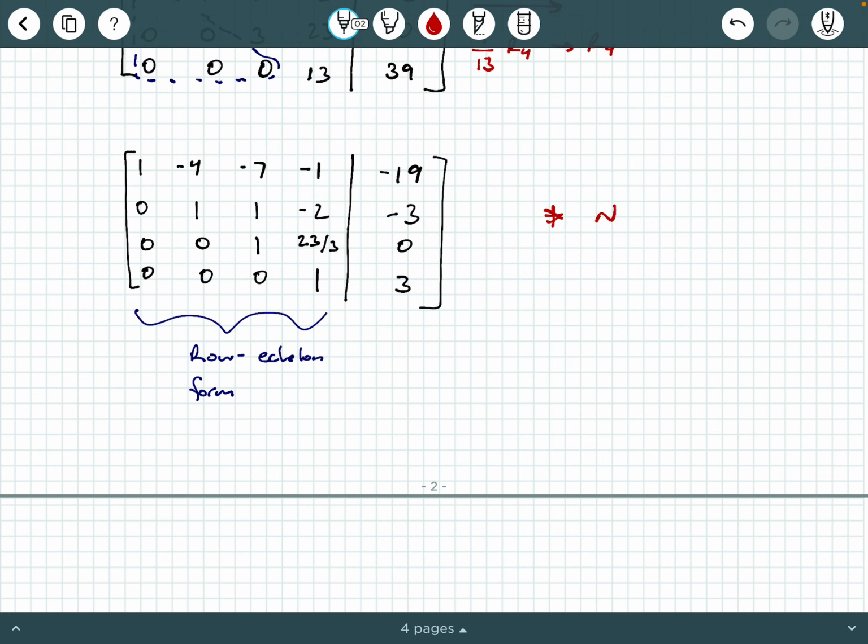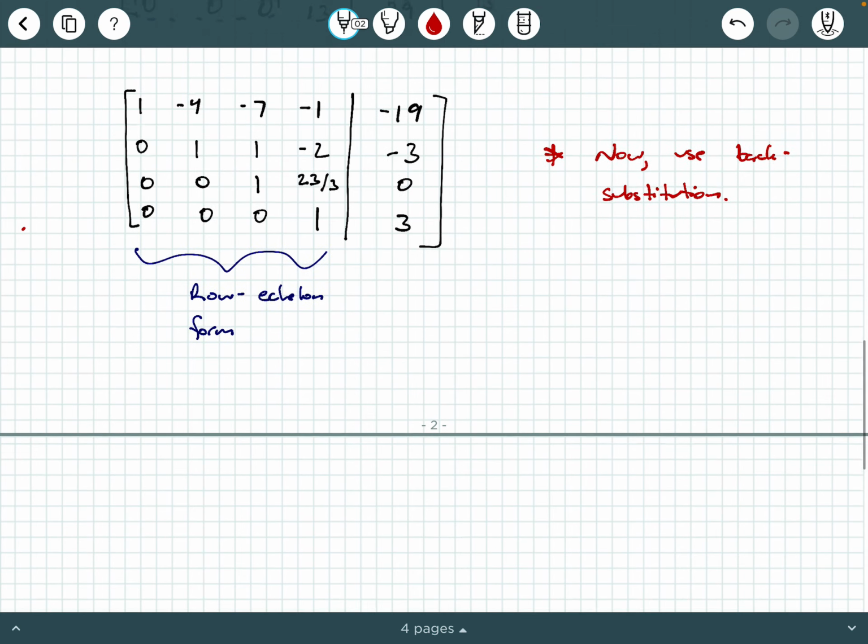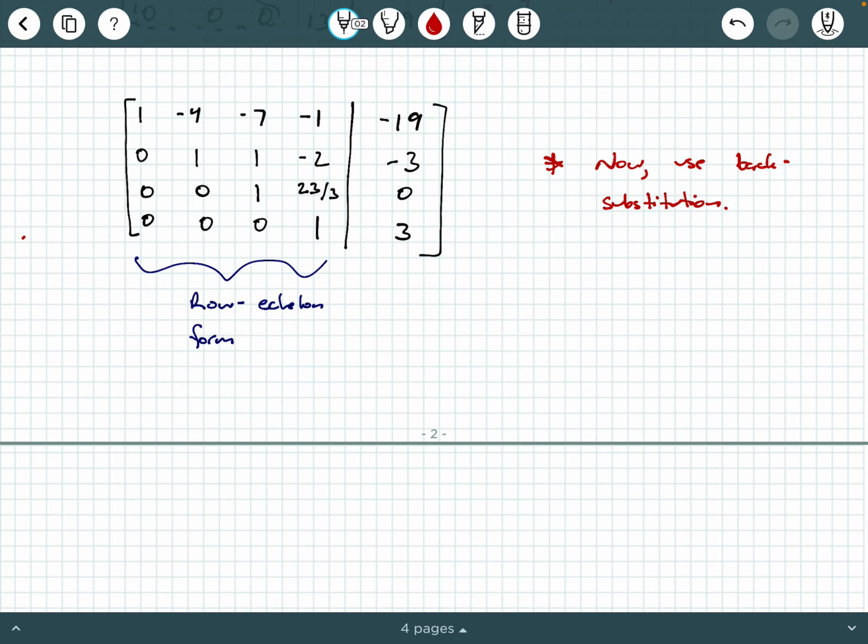So we're going to say now use back substitution. You do not need to do reduced row echelon form because the problem didn't ask for it in this particular case. So let's put this back in equation form, okay? In equation form, use the variables given. We're going to have f1 minus 4f2 minus 7f3 minus f4 equals -19.